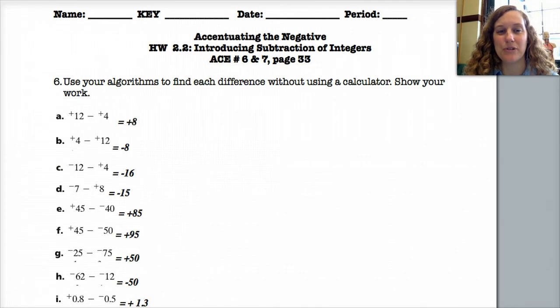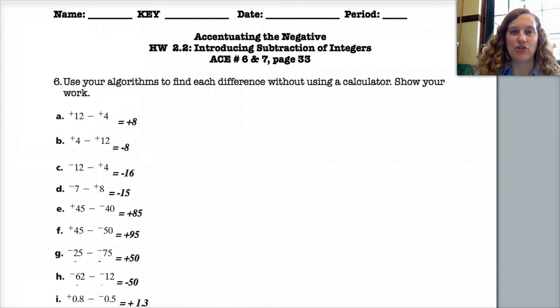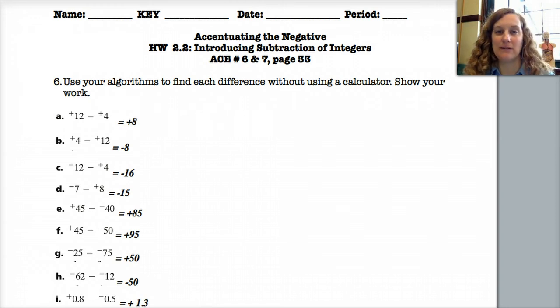Hello, welcome to the homework review for homework 2.2, Introducing Subtraction of Integers, ACE problems 6 and 7 on page 33. Today in class, we just reviewed the algorithm that we learned last week for subtracting integers. The first choice when subtracting integers is always just to change it to addition. Remember, subtraction is adding the opposite of a number. So if you had subtracting -4, you'd be adding +4. If you're subtracting +4, you'd be adding -4. So if it's easier, turn all subtraction problems into addition problems.